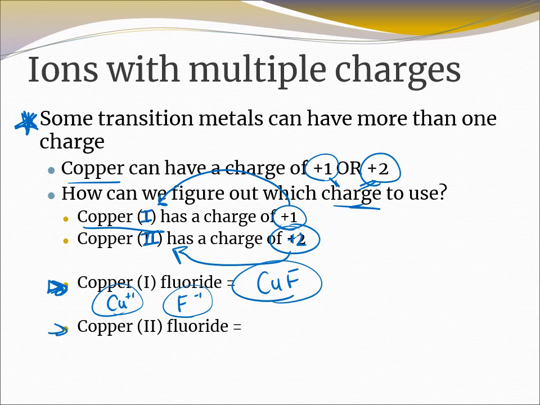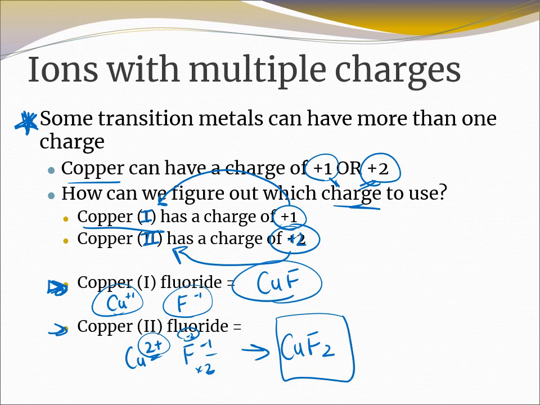Copper 2 fluoride, well, now this copper has a +2 charge. Fluoride only has a -1 charge still. It's a halogen, it's going to always have a -1 charge. +2, -1, this doesn't balance out. But if I have 2 fluorides, 2 times -1 is -2, -2 and +2 balance each other out. And so my formula for copper 2 fluoride is going to be CuF2.